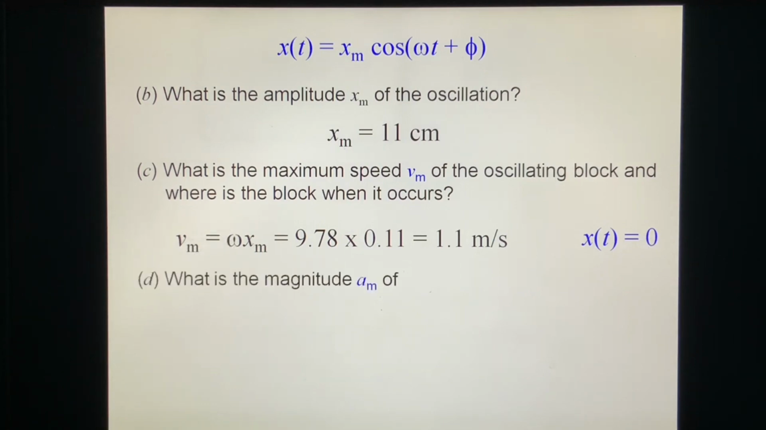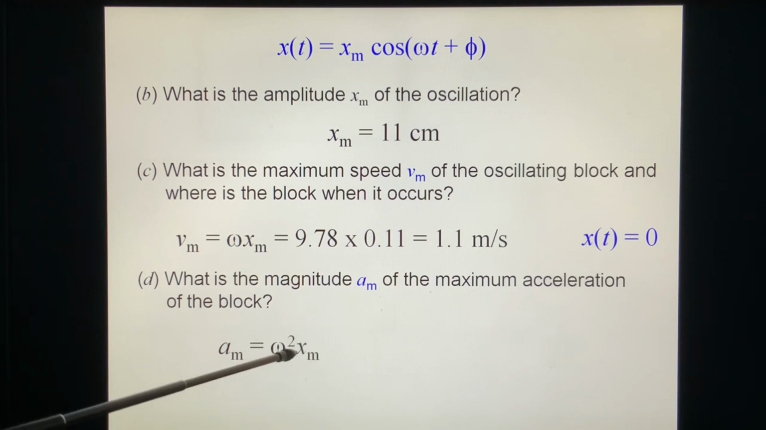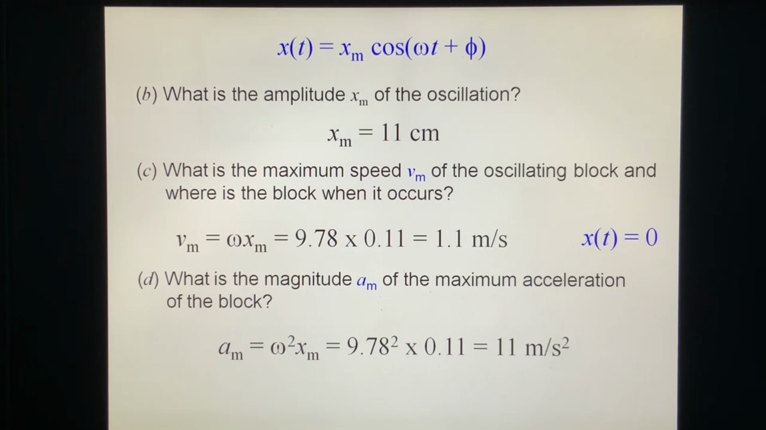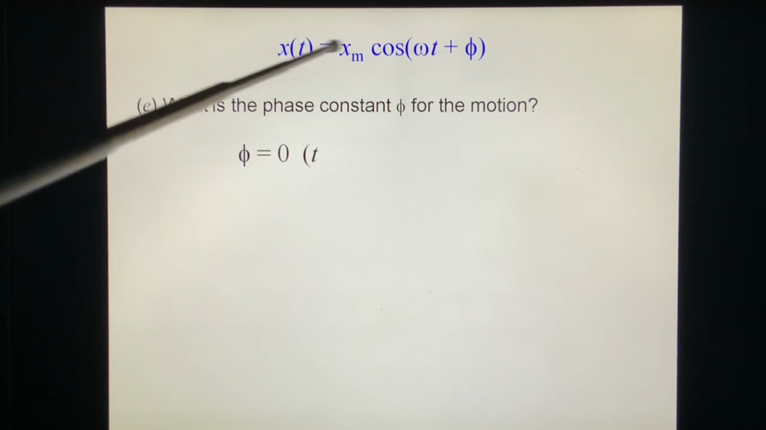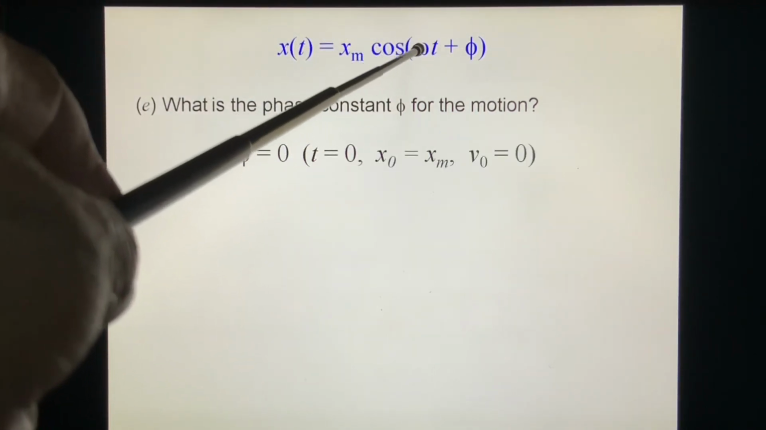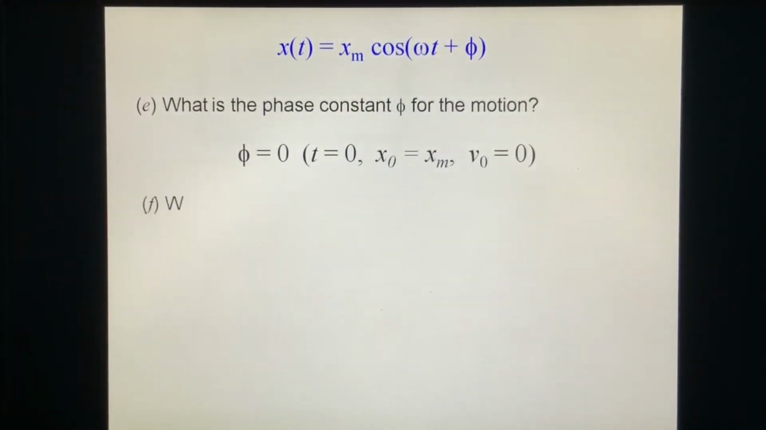What is the magnitude am of the maximum acceleration? The acceleration is omega squared xm. You can find this one. It occurs at x maximum, where am is maximum. What is the phase constant phi for the motion? When x is 11 and xm is 11, the cosine must be 1 at time t equals 0, and so phi must be 0.